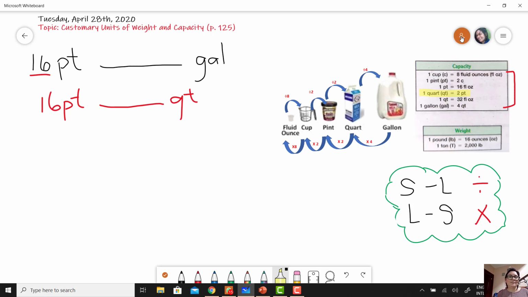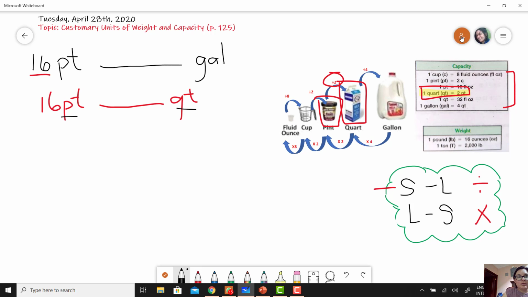Okay, let's continue in English. So, we are going to change pints to quarts. Are we changing from smaller to larger or from larger to smaller? Let's see the image. Here we have the pints and here we have the quarts. So we are changing from smaller to larger. A pint is smaller than a quart. So that means that we have to divide by 2. Why? Because 1 quart, looking here, has 2 pints.